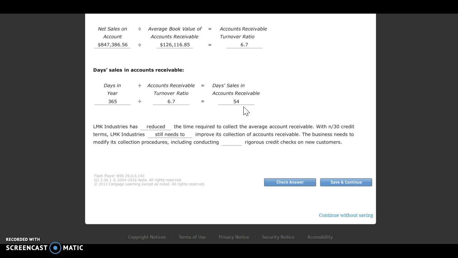And the last one, it says the business needs to modify its collection procedures, including conducting less or more rigorous credit checks on new customers. So this might be one where they do more rigorous credit checks that might help them decrease the amount of days.